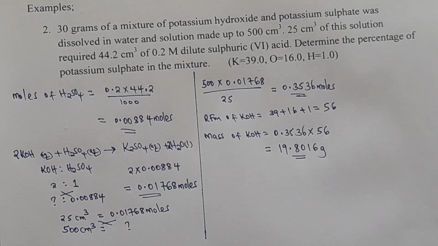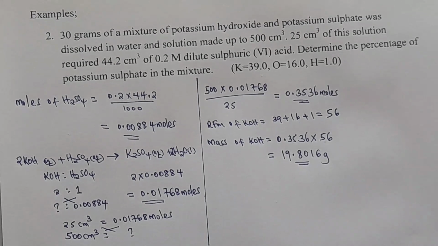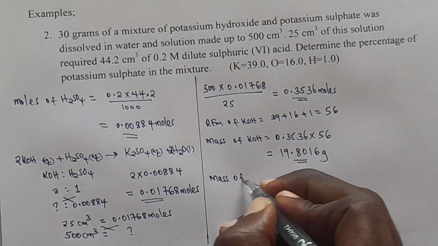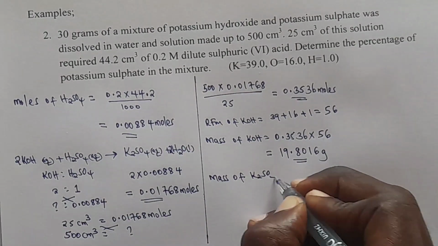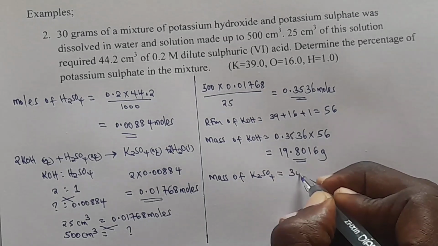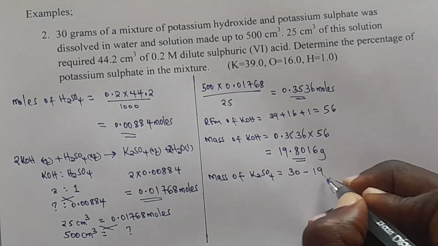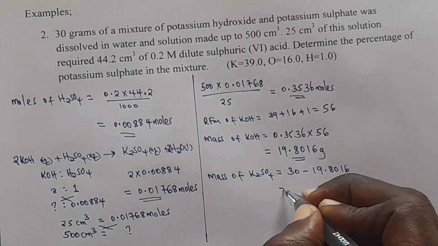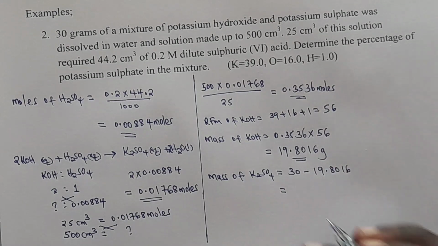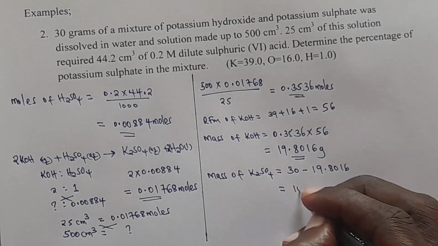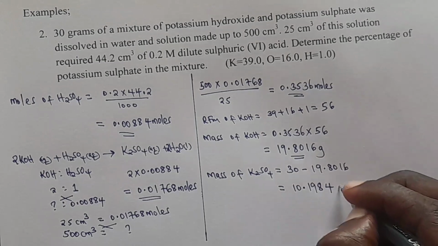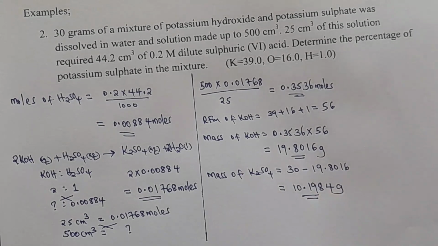I want to start with one way only. That way is I will get the mass of potassium sulfate. How do we get that? By taking the mass of the mixture, which is 30, then subtracting the mass of potassium hydroxide, which is 19.8016. Here, what we get will be 10.1984 grams. That will be the mass of the potassium sulfate.